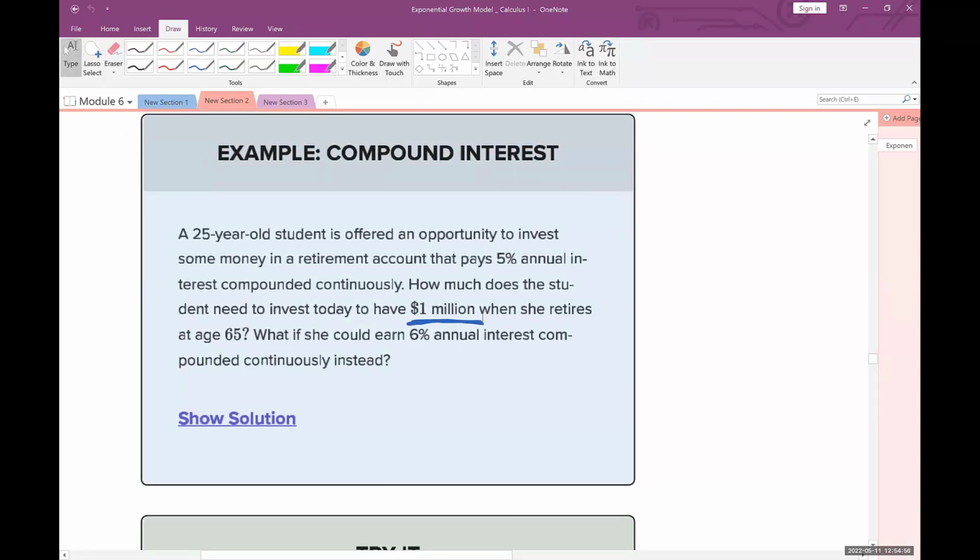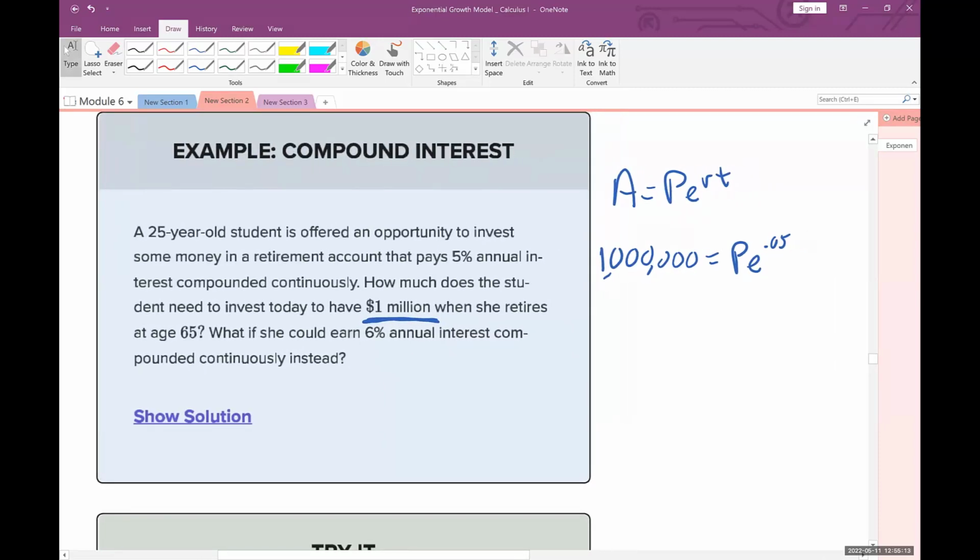Okay, so again, amount equals P e to the RT. The amount, the goal, is $1 million, so $1 million equals P e to the 0.05 T. Now, what is T in this case? She wants $1 million at age 65, and she's 25 when she starts. So how many years is that? 40 years. Now, let me be clear. This is a number here, and this is a number here. P is the only variable in this process.